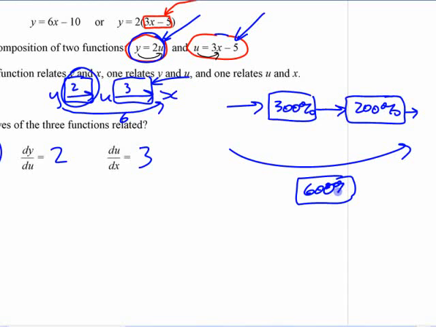600%. Okay? It's the same. If you want to know what's the overall change, you can look at what each change is separately. That's what the chain rule is.